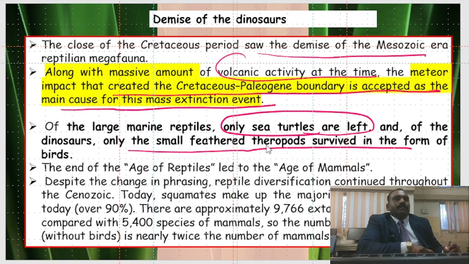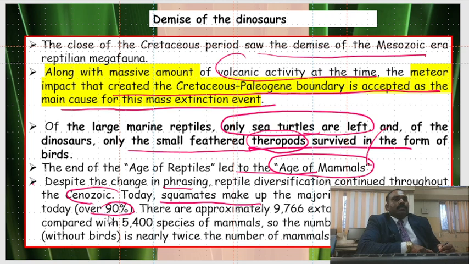Today's birds are supposed to be the relatives of the dinosaurs in the form of the theropods, and the end of the age of the reptiles leads to the age of the mammals. I have already elaborated the characteristic features of the age of the mammals and how the different kinds of the brain organ have developed. Despite the change in the phrasing, the reptile diversification continued throughout the Cenozoic period, and today the squamates make up the majority of the extant reptiles, over 90%.